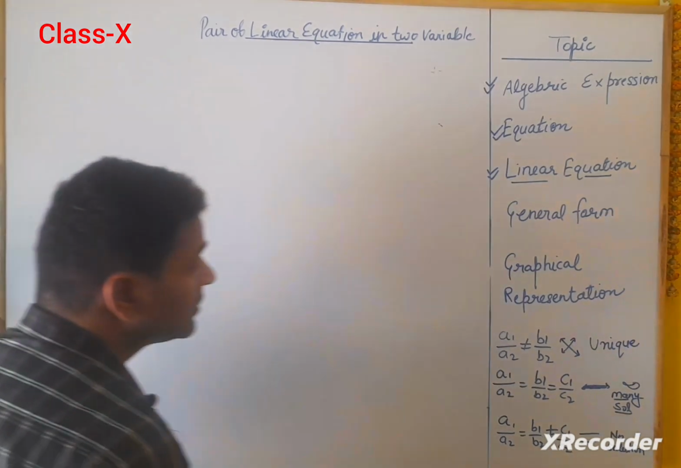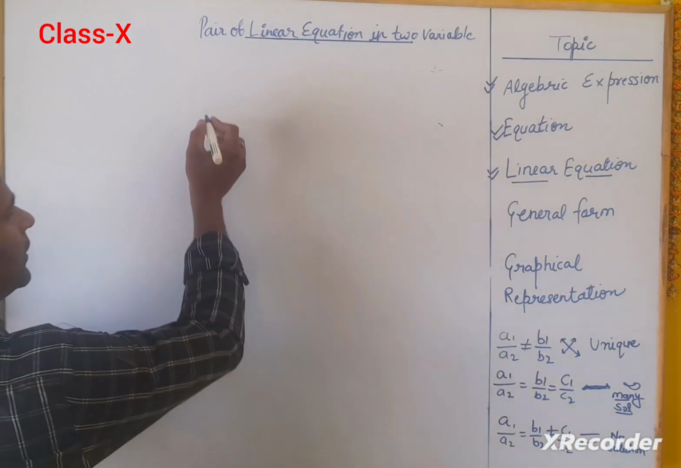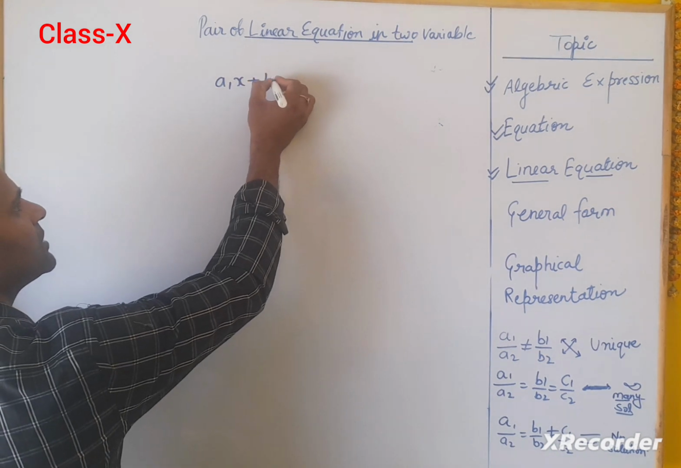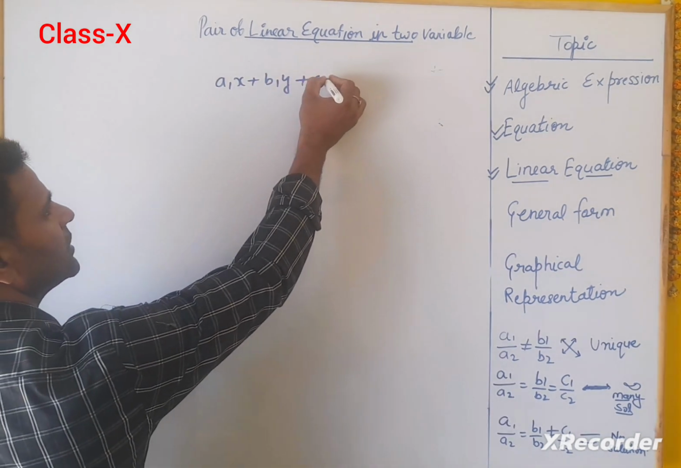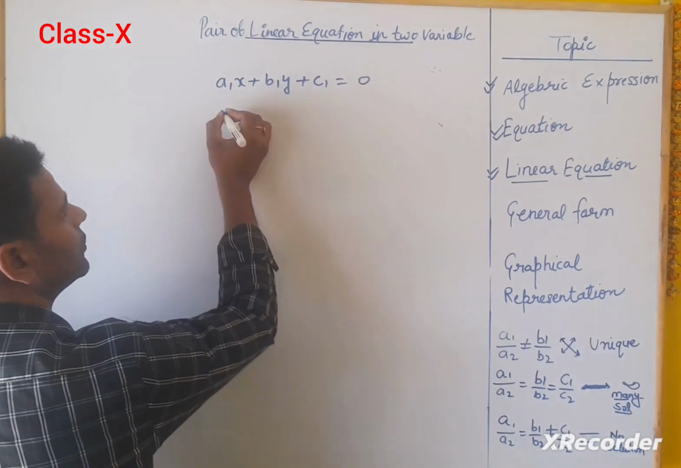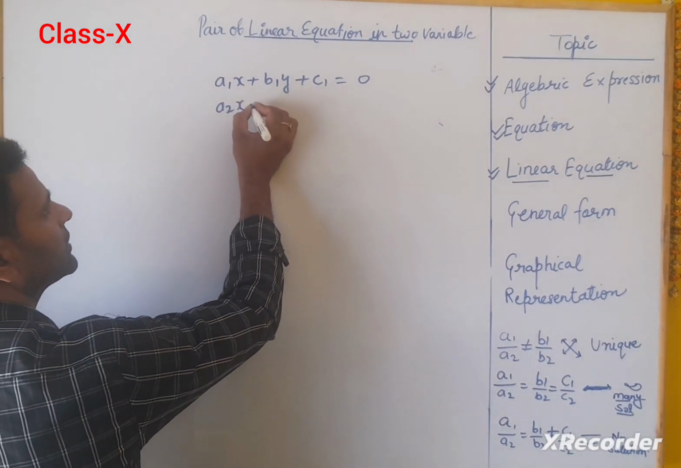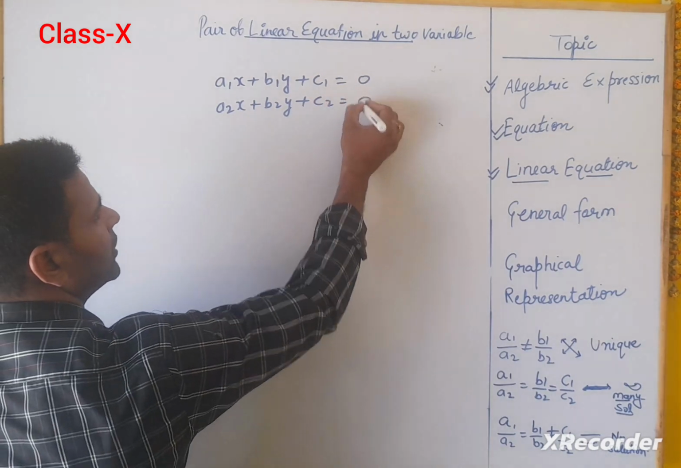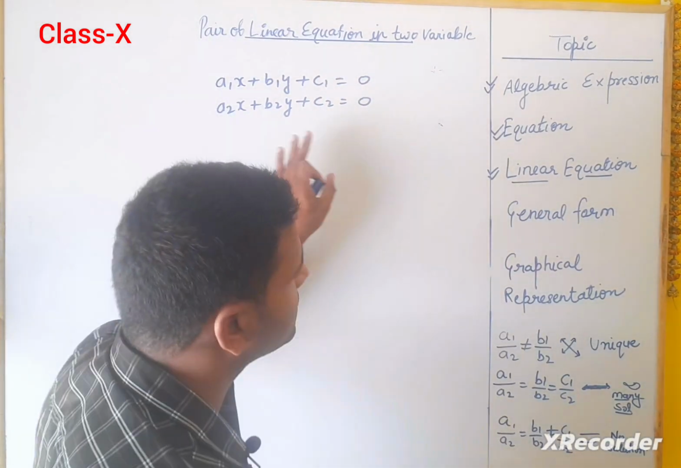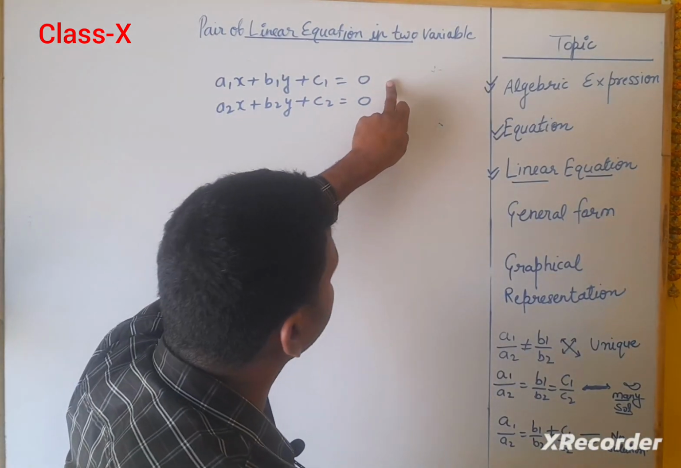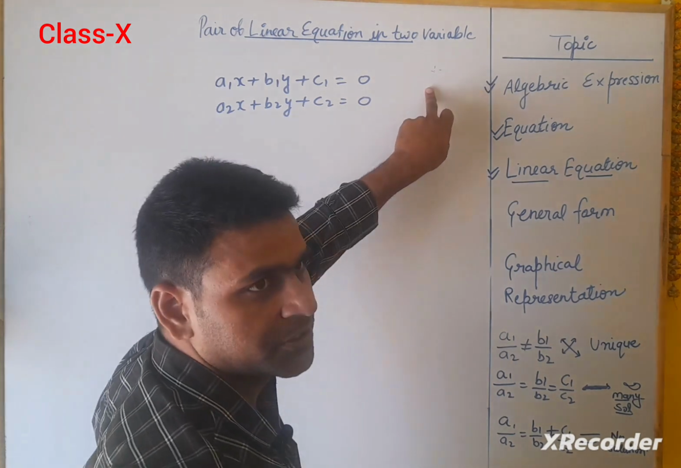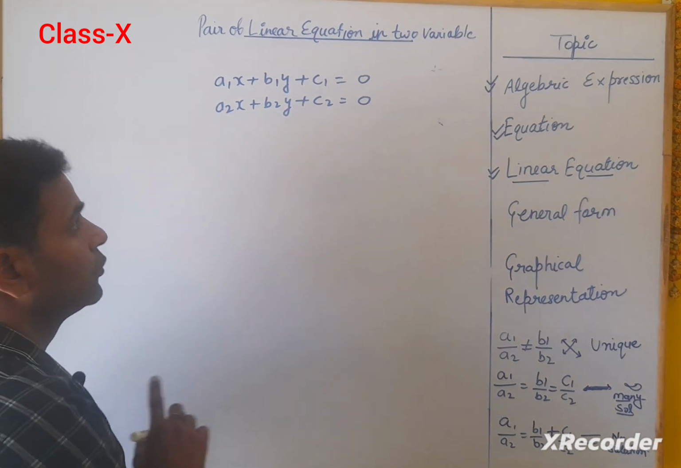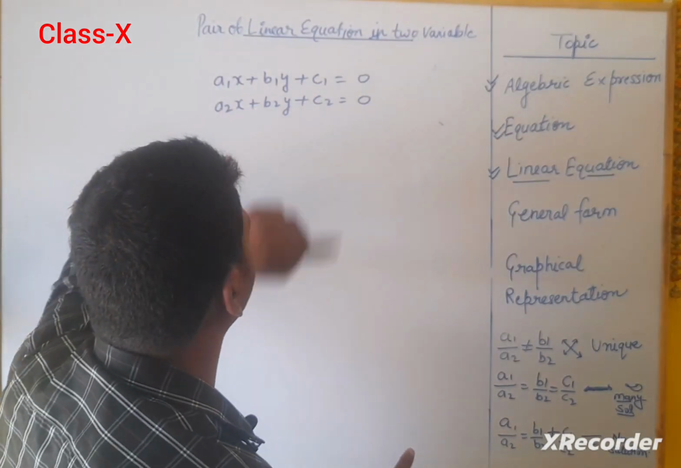Okay, so the general form of a linear pair of equations is a1x plus b1y plus c1 equal to 0, and the second one is a2x plus b2y plus c2 equal to 0. That is the general form of a linear pair of equations. It means a linear pair in two variables. You can see that the two variables x and y are here.